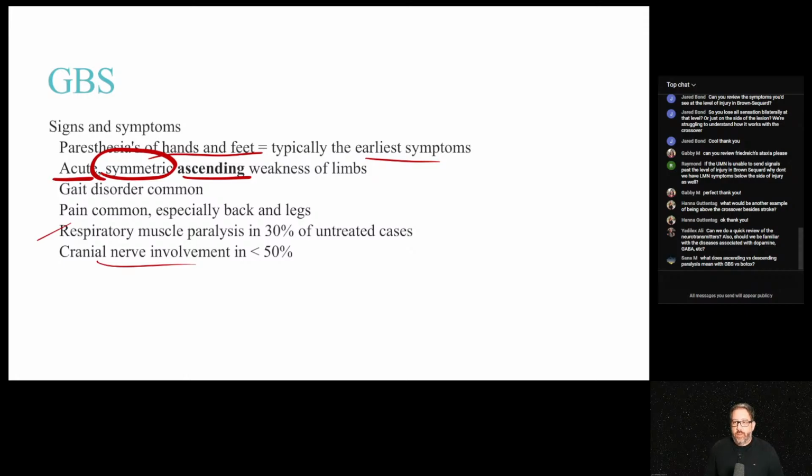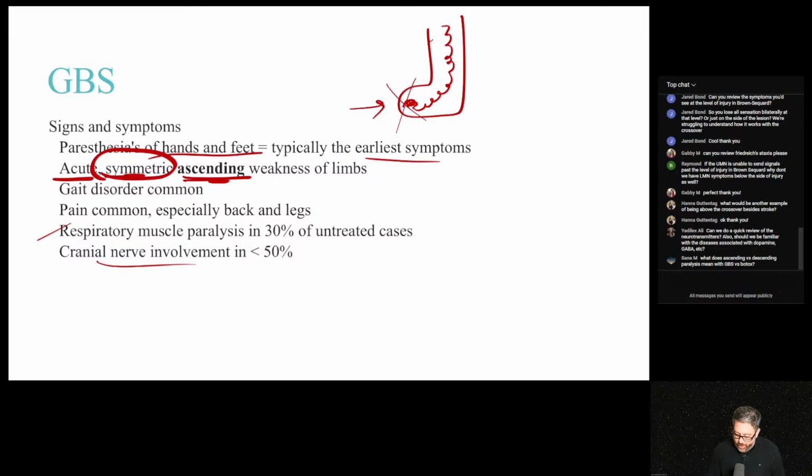Ascending versus descending paralysis. So in GBS, it's an ascending paralysis. It's going to start in your feet, and then it's going to work its way up the lower leg. They're going to lose it in their toes first, and then it's going to go to the foot, and then the calf, and then on its way up. So it's an ascending paralysis.